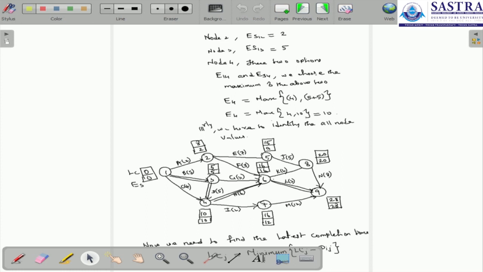And for the seventh node, we have only one activity. So the early start time here is 10, plus 2, which is equal to 12. And from the eighth node, there is only one activity. The early start time is 9, and 9 plus 5 equals 14. And there is one more activity here from 6 to 8. There are two options. We can choose the maximum of the two options.